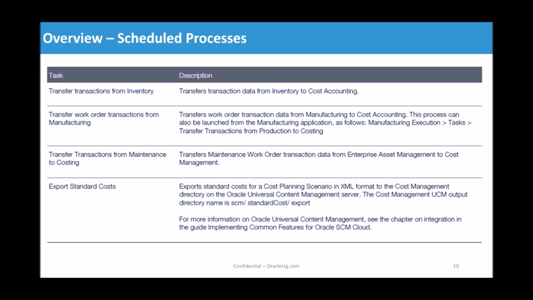So the first one is for transferring transactions from inventory. The second one does the same thing, but it transfers all the transactions from WIP: various work order transactions, material transactions, and resource transactions from the WIP module to the costing module. And the third one does the same thing, but for asset maintenance, the EAM module. So whatever work order transactions you do, the maintenance work orders you create in the EAM module, will be transferred from EAM to costing. And then in the costing module, you process those transactions.